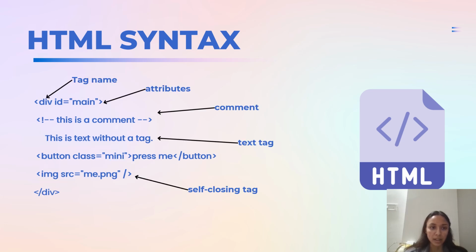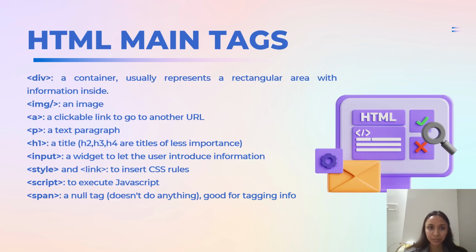So we can see that there was a tag name. Here ID is an attribute. This is the comment. Then there is a text tag, basically the content. Then button, and then a self-closing tag, which is an empty tag, and then the closing of the tag.